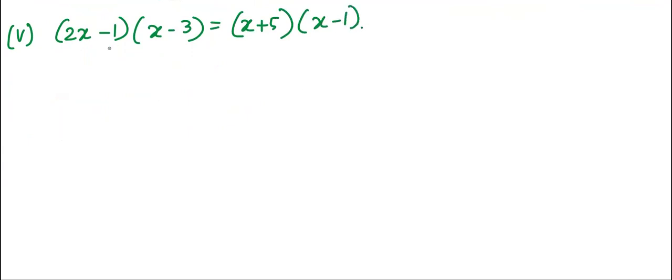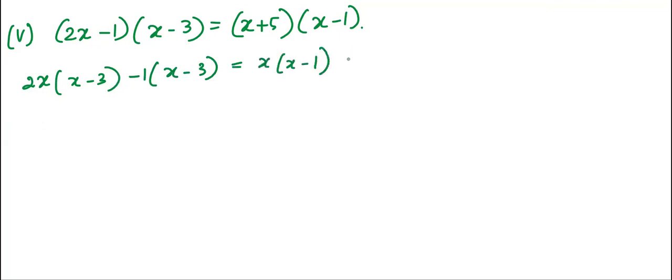Now again, do the distributive property. That is first 2x into x minus 3. Then again, minus 1 into x minus 3. Do the same thing for the other side also. So x into x minus 1. Then plus 5 into x minus 1. Now let's remove the brackets. So 2x into x will become 2x square. 2x into minus 3 will become minus 6x.